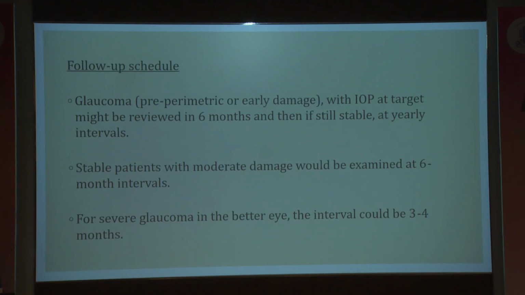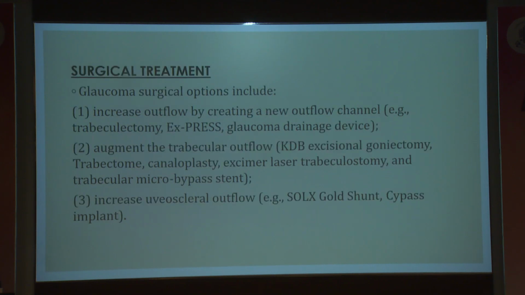And the follow-up schedule, again, a rule of thumb is a pre-perimetric or an early damage glaucoma can be followed initially 6 monthly. Once it has been recorded as stable on repeated OCTs and perimetries, then it can be made a yearly follow-up. Moderate damage glaucomas can be followed every 6 months, and late severe glaucomas once in 3 to 4 months.